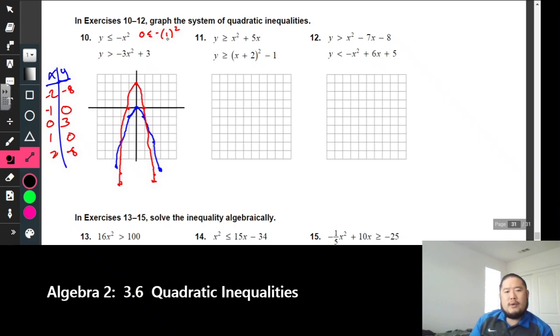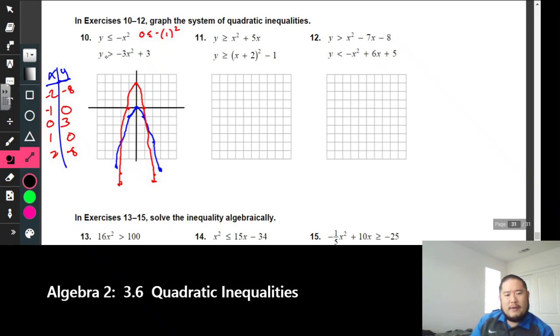Okay, so 1 squared is 1. 1 is less than or equal to negative 1. All right, that right there, is that a true statement? 0 is less than or equal to negative 1. Not true. Okay, so that's not going to work out.